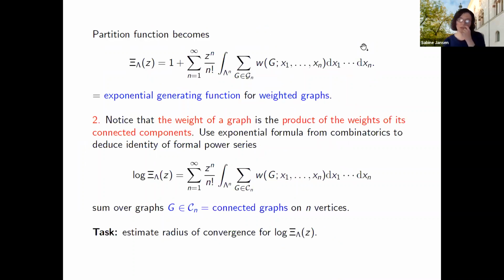Now, when you do that and you insert what you just got, the partition function becomes 1 plus, again, the old sum over the number of points, which I now want to think of as a number of vertices, integral lambda to the n, sum over all graphs, etc. In the language of analytic combinatorics, this would be called an exponential generating function for certain combinatorial species of weighted graphs.